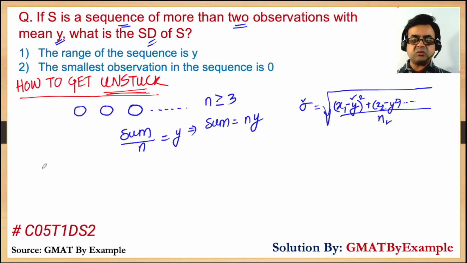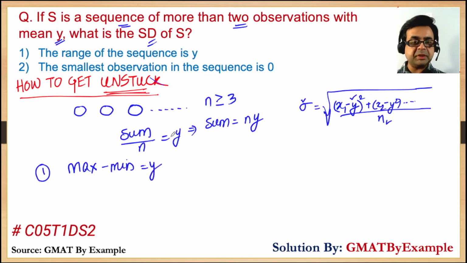Now in statement 1, the question says the range of the sequence is Y. Now this may look like it is insufficient to answer the question, but let's unpack it a little bit, and this will also come down to how to get unstuck here, because visualizing this starts becoming a little more difficult as you go into statement 1. We are given that the range of the sequence is Y. We are also given that the mean of the sequence is Y. So how do you think about that, right? The range of the sequence is basically the max number minus the minimum number, which is also given to be Y.